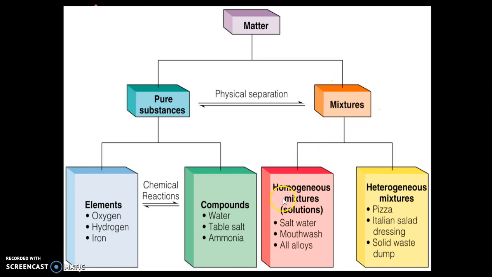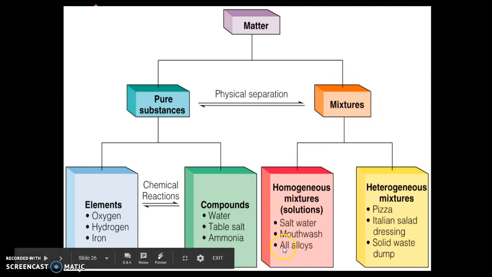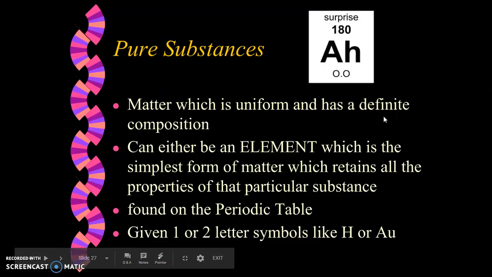And the two types, homogeneous meaning same, they're going to be the same throughout, so the sample's all the same. And then heterogeneous, hetero meaning different, so the sample is going to be different throughout the different parts.